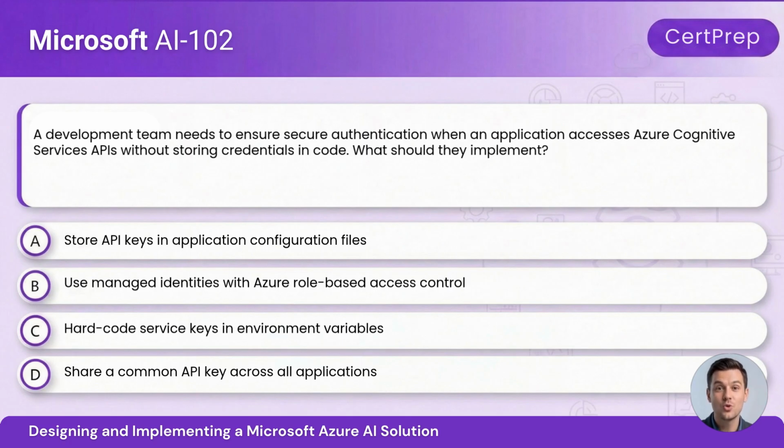Option A. Store API keys in application configuration files. Option B. Use managed identities with Azure role-based access control. Option C. Hardcode service keys and environment variables. Option D. Share a common API key across all applications.